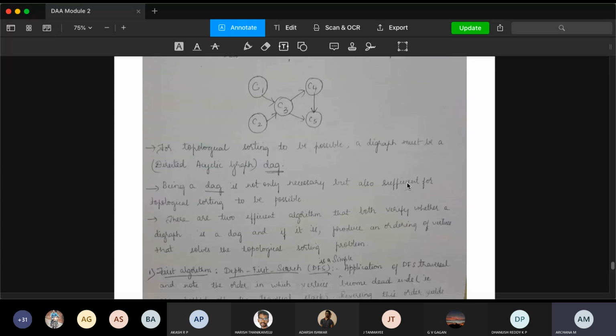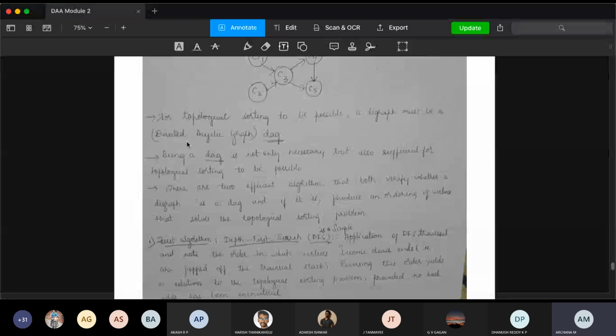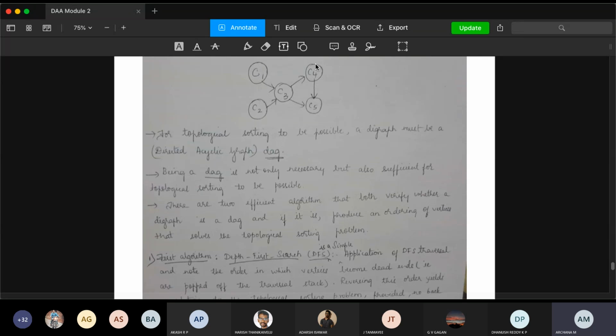For topological sorting to be possible, a graph must be, look here, this is very, very important, a directed acyclic graph, DAG. We call this a DAG in our normal networking terms. DAG is nothing but a directed acyclic graph. Look at this graph. There is a directed graph. Okay, there is a direction.